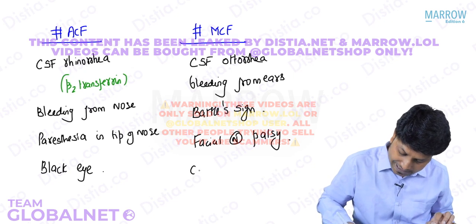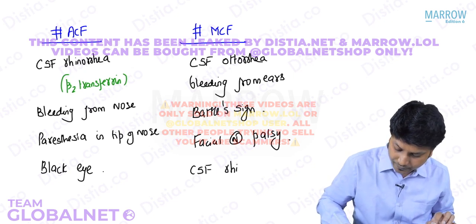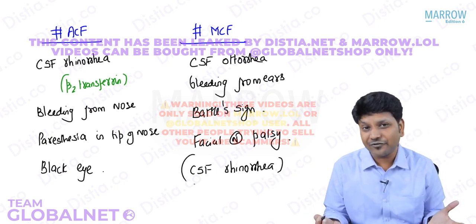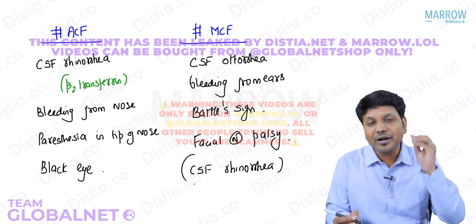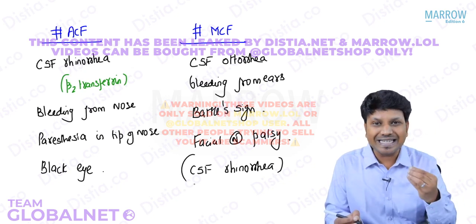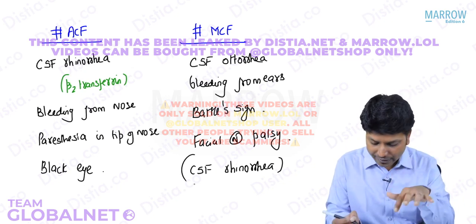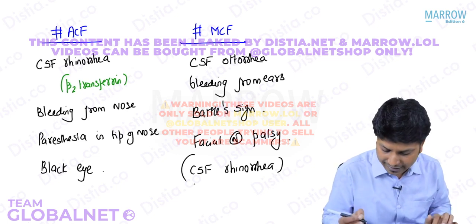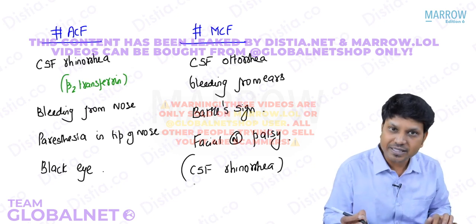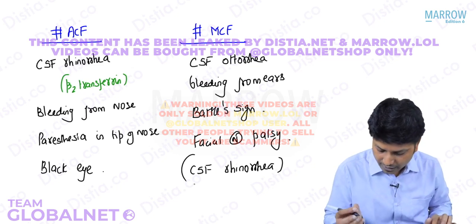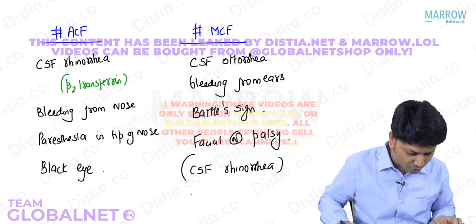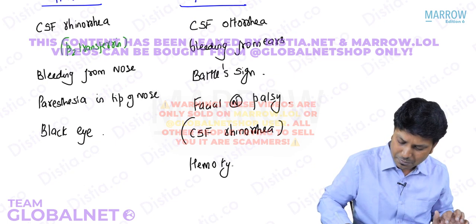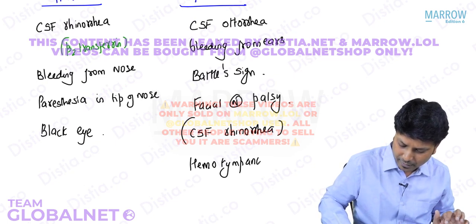Sometimes you can expect CSF rhinorrhea as well. Right? Very rarely you expect CSF rhinorrhea. Why is there CSF rhinorrhea in a middle cranial fossa fracture? Because through the eustachian tube, you can see some kind of CSF dribbling. It flows out, leaking out through the nose, right? And as well, you can expect hemotympanum. There can be blood collection behind the tympanic membrane.